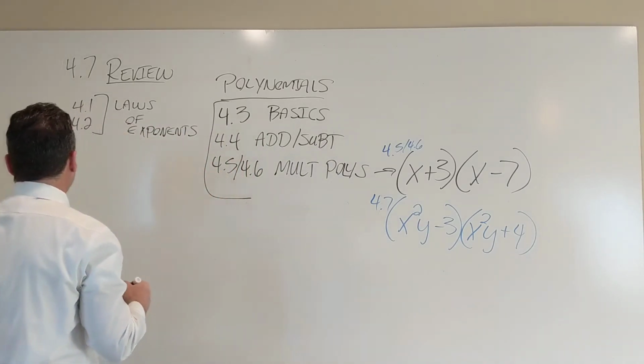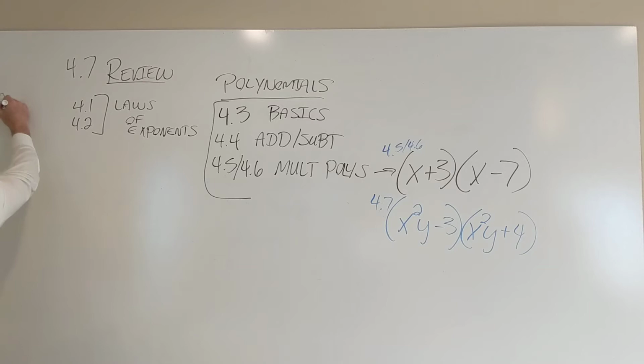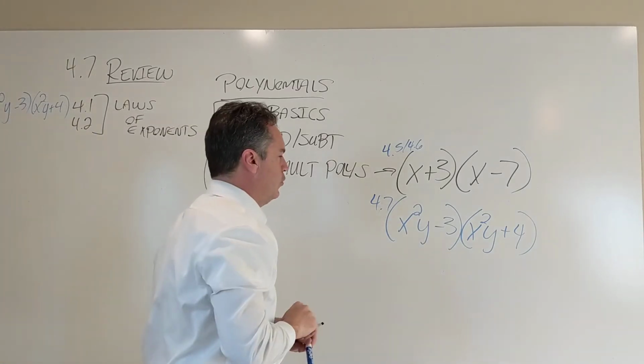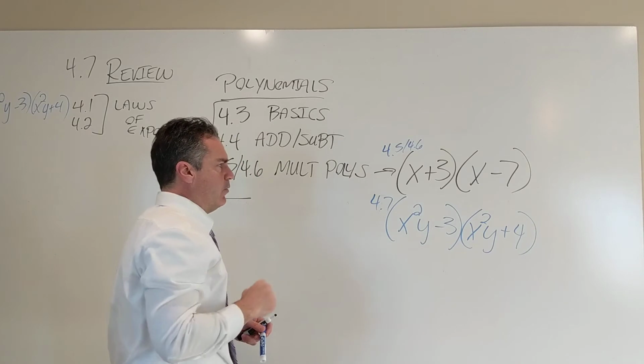In fact, we'll write that one over here: x squared y minus 3 times x squared y plus 4, to do later. If you can't see that in the camera, don't worry about it. It's more for me to reference.